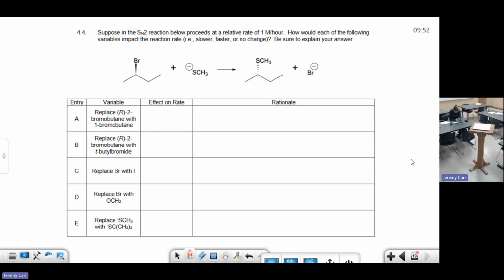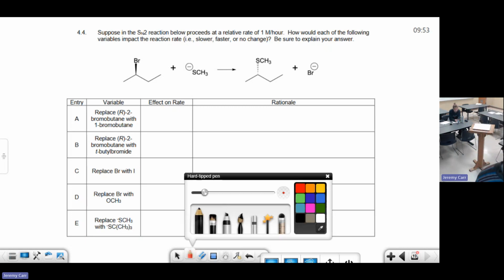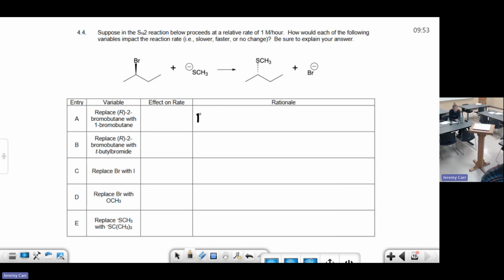What happens if we replace the 2-bromobutane with 1-bromobutane? You want to take a guess? What's going to happen to the rate? By the way, let's draw really quickly what 1-bromobutane looks like. This is a bromine that's at carbon 1, and then it's touching 2, 3, 4. So it's got something like this. So compare the structure against what's drawn up here on the board. What do you think is going to happen in the rate?